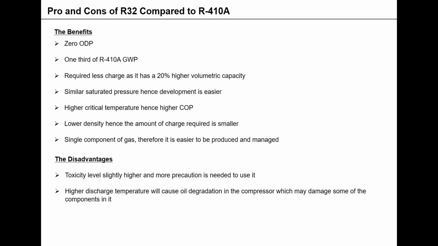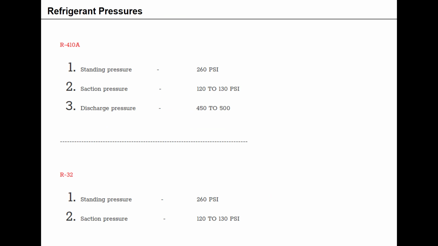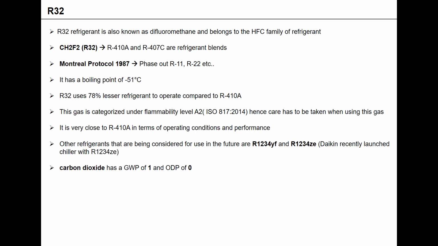What are the disadvantages? R32 has a little flammability, so we have to take precautions while handling the gas, and it also has a little toxicity. These are the only things. But again, a higher discharge temperature will cause oil degradation in the compressor. That becomes a problem when it reaches more than 105 degrees Celsius, which companies will take care of so that there will not be such a high discharge. And this is the last; I already explained what standing pressure and suction pressure are. So this is the useful information about refrigerant R32. Thank you.